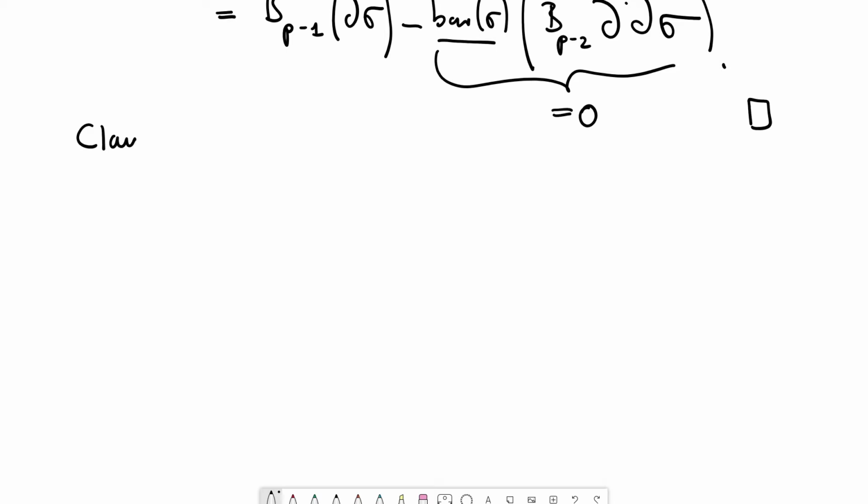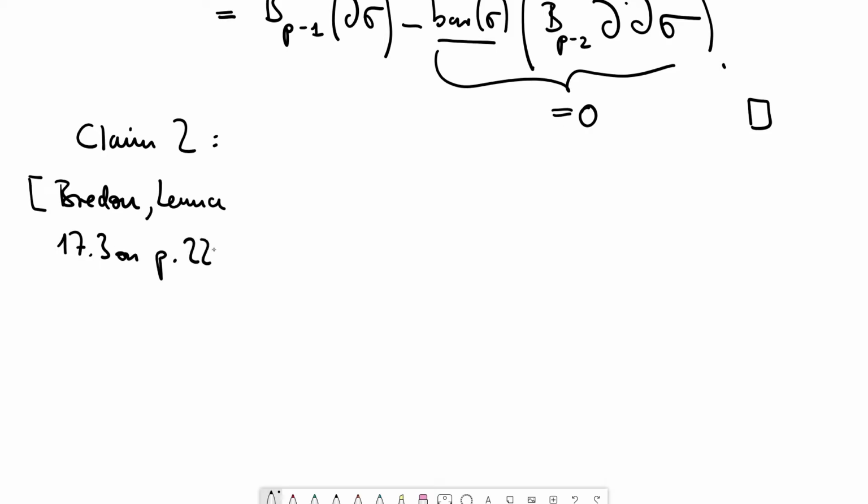So the second claim is a claim that I only make, and I will not prove it, but I will give you, if you want, a reference. It's in the book by Bredon. The reason I won't prove it here is that the consequence of that claim is quite obvious.